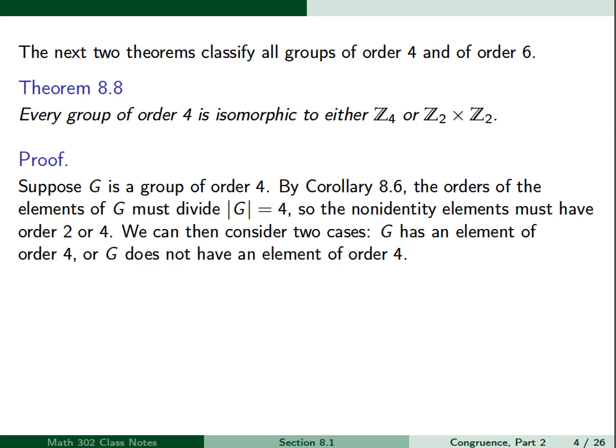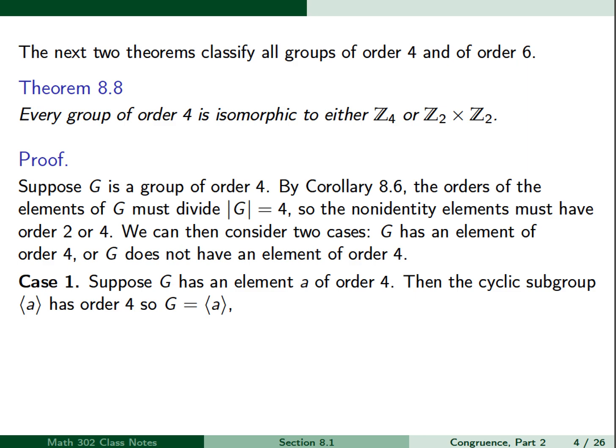Now, we can then consider two cases. G has an element of order 4, or G does not have an element of order 4. So case 1, suppose G has an element a of order 4. Then the cyclic subgroup generated by a has order 4, so G is equal to that cyclic subgroup, and by Theorem 7.19, G is isomorphic to Z4.